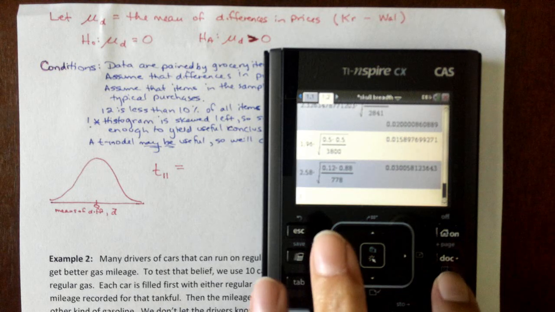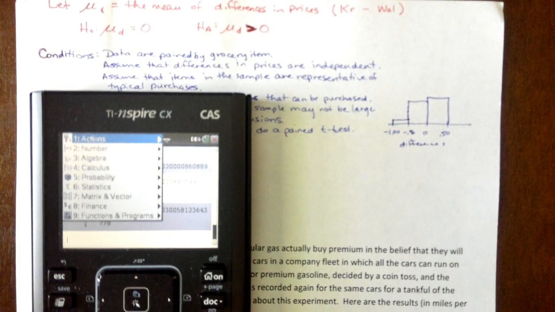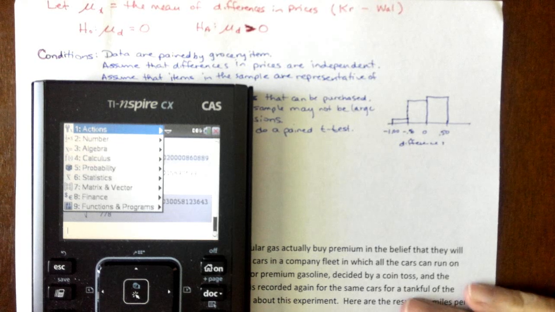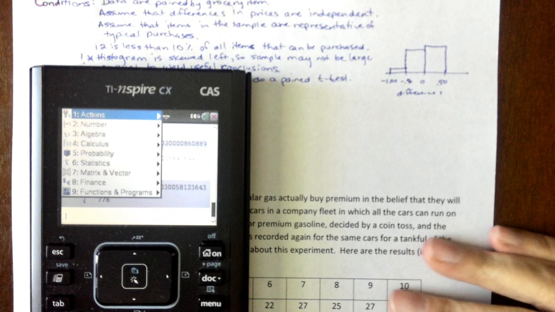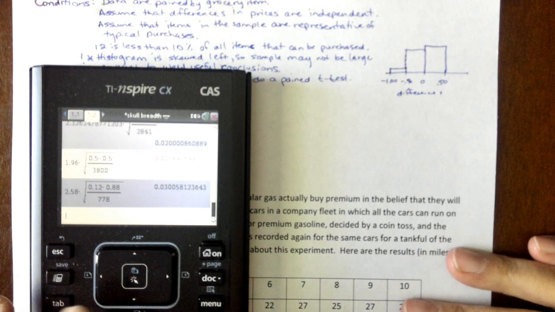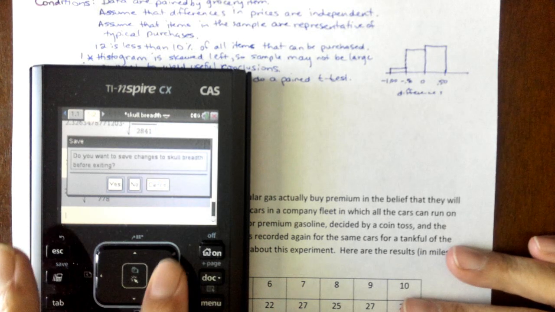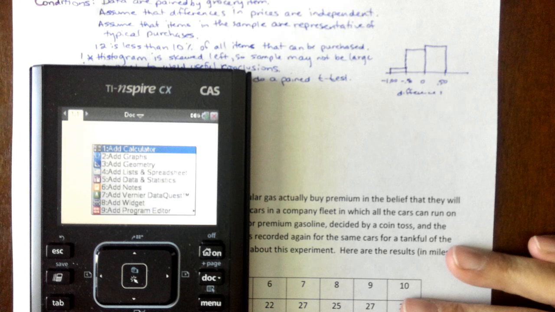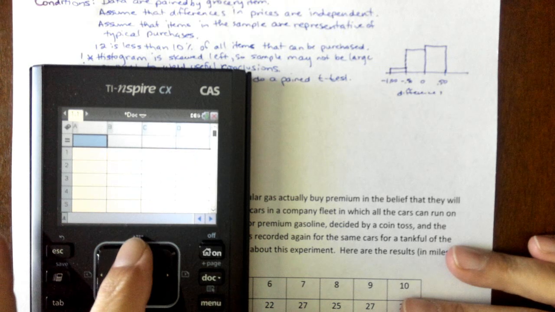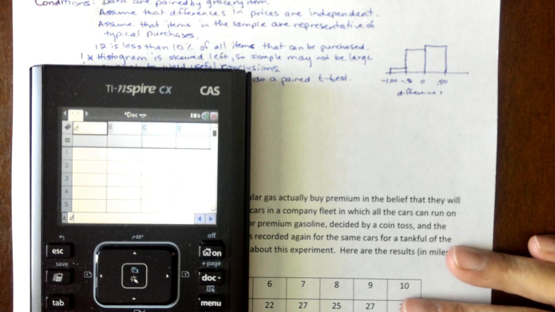Here we go. Menu, and that is so fuzzy. I'm so sorry, I can't seem to get it to focus very well today. I actually need a spreadsheet, so let me start a whole new document and hope there's nothing there that I need. And I'm going to put the differences here.